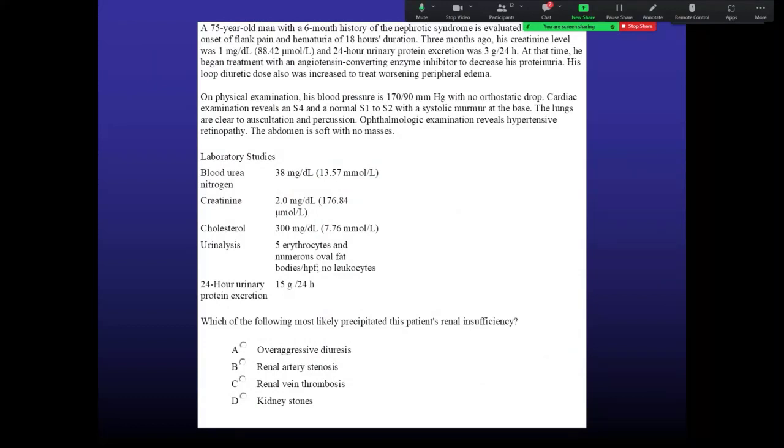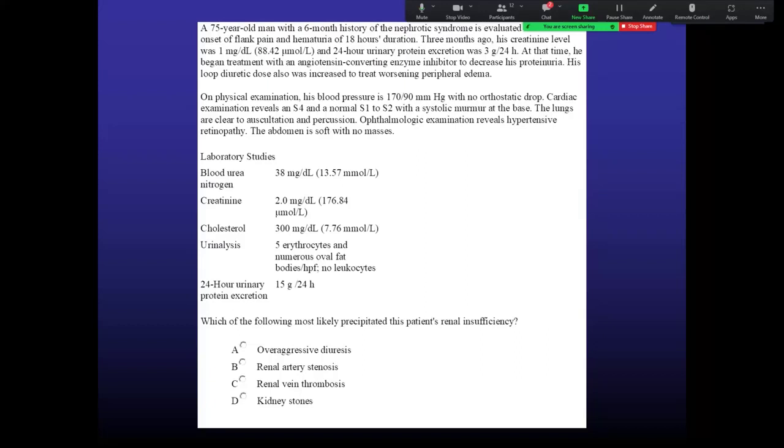So I'll start by reading the case. This is a 75-year-old man with a 6-month history of nephrotic syndrome that has a sudden onset of flank pain, hematuria of 18 hours duration. 3 months ago, his creatinine level was 1, 24-hour protein excretion was 3 grams. At that time, he began treatment with an ACE inhibitor and a loop diuretic.